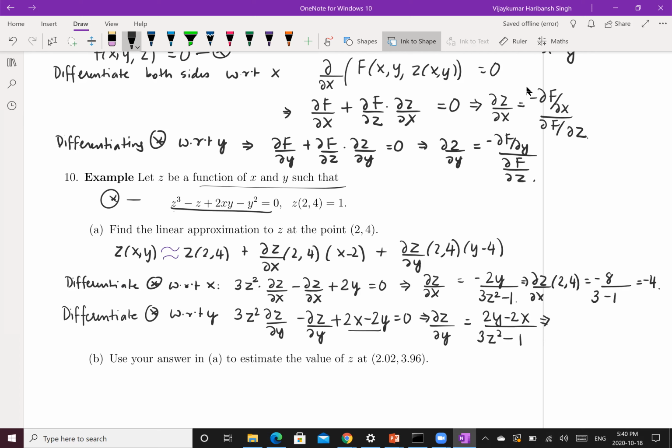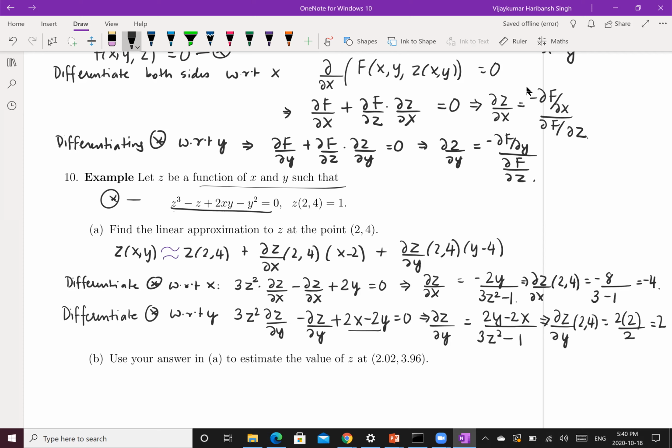So this implies partial derivative of z with respect to y at (2, 4) is going to be, again, the denominator is 3 minus 1, so that is 2. On the numerator, we have 2 times y minus x. So sorry, that needed a correction. Here, 2 in the denominator, and I have 2 times y minus x. So y is 4, 4 minus 2 is 2. So the answer is 2. So therefore, this is equal to 2, right?